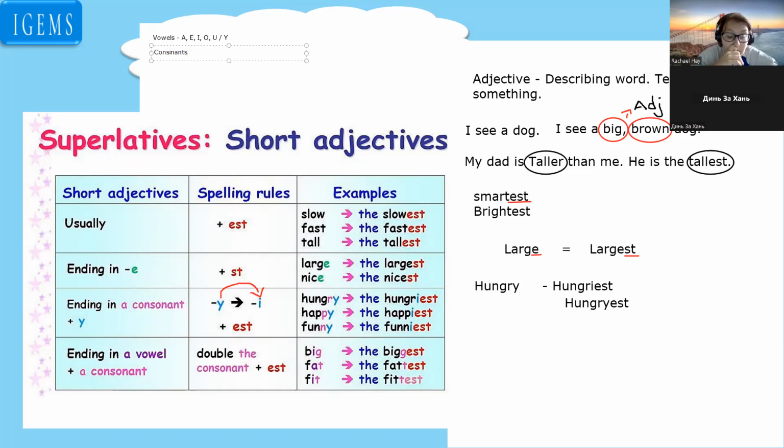So then, consonants would be B, C, D, F, G, H, J, K, L. Just give me a minute. I will be done now.